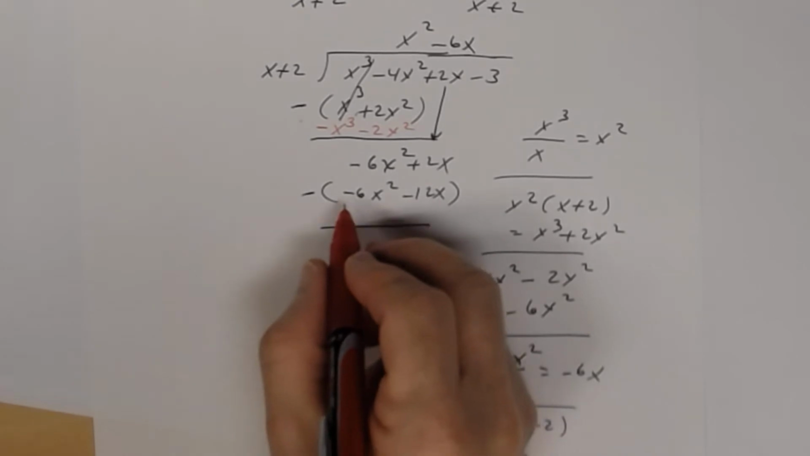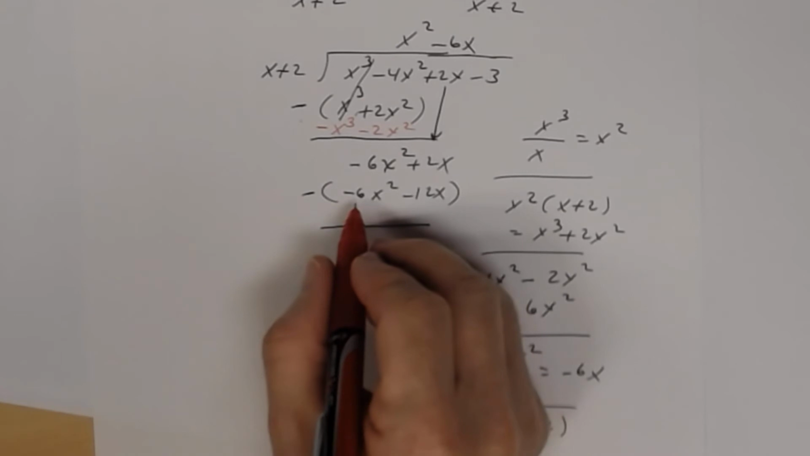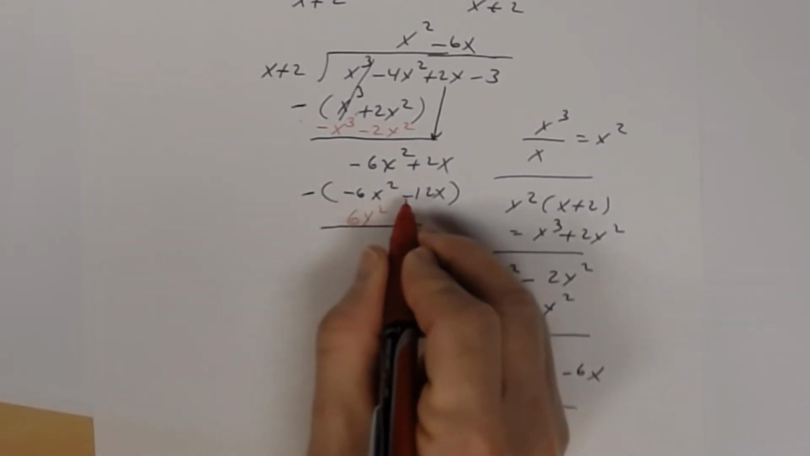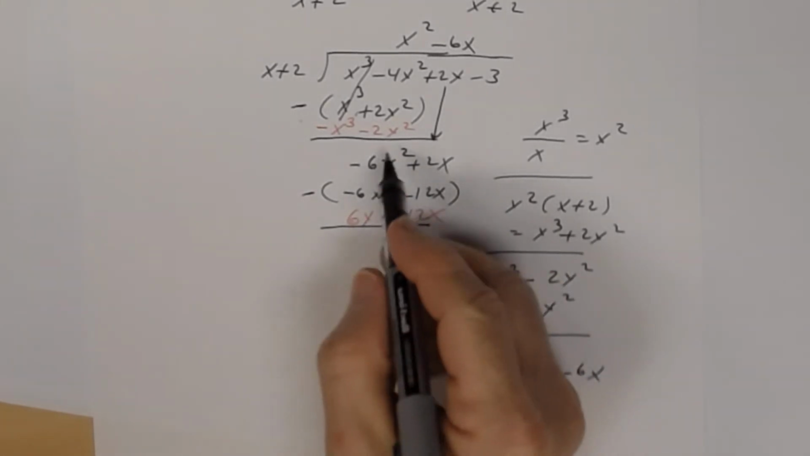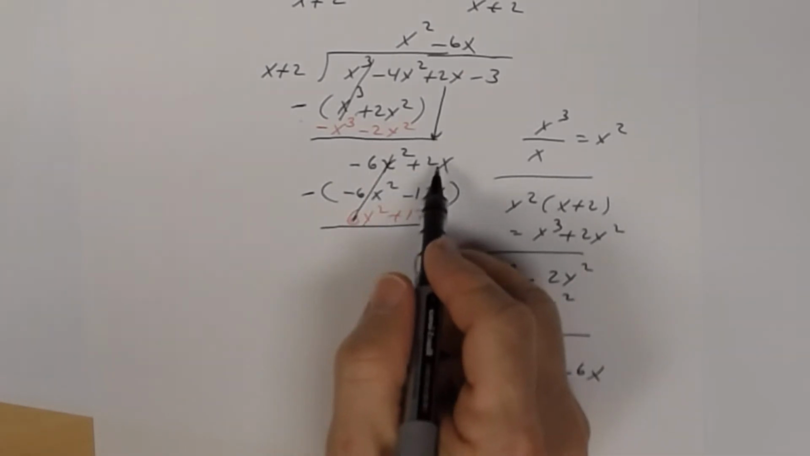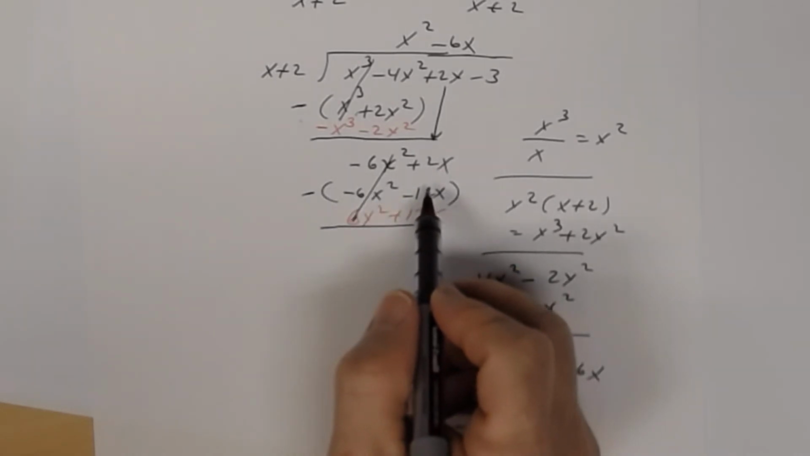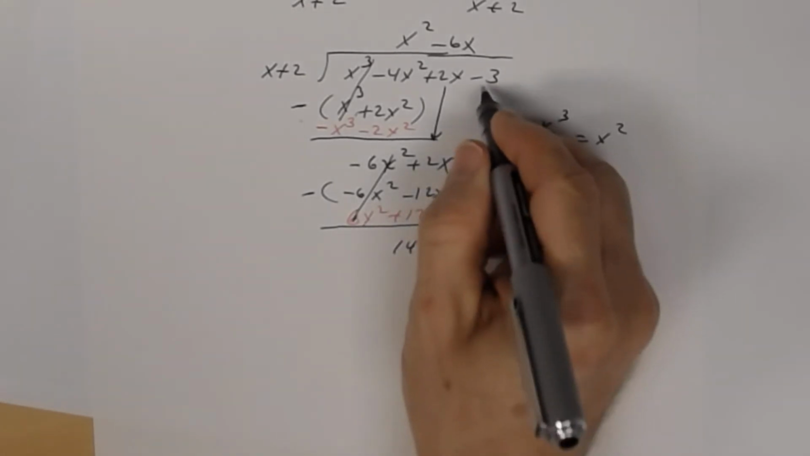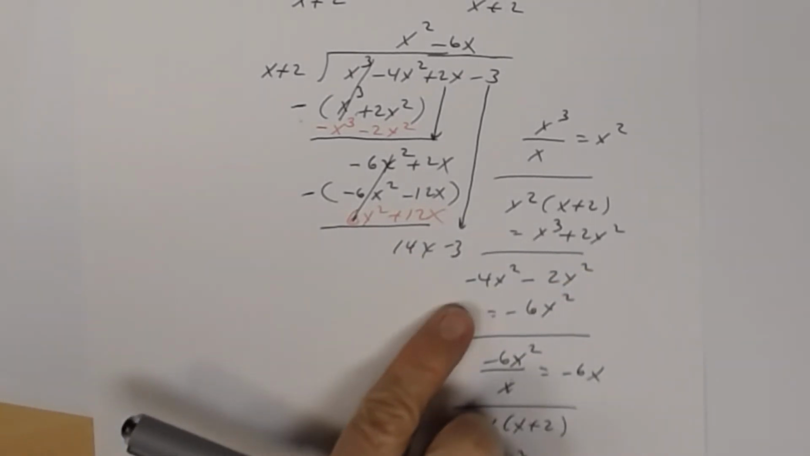Put it right here. So you're subtracting this polynomial right here, so you're changing the signs. The opposite of a negative 6x squared is 6x squared. The opposite of a negative 12x is a positive 12x. All right? And so a negative 6x squared and a positive 6x squared, that's 0. Now over here, we have 2x subtract a negative 12x, which means the same thing as 2x plus 12x, which is 14x. And then bring down the next term. Okay? And then you do division all over again.